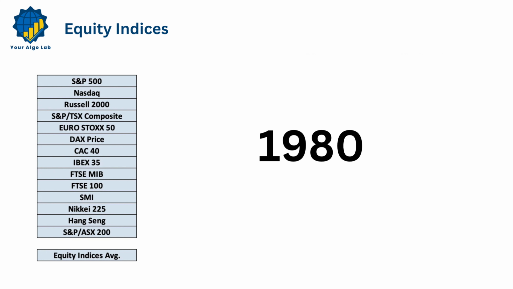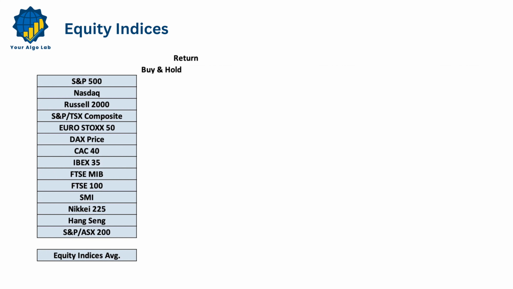We've collected data starting from 1980. For indices that began trading after this date, we've used the earliest available historical data. We've chosen price indices because reinvested dividends can distort the calculation of the long-term moving average. Let's set up our benchmark. Our benchmark will be a buy and hold strategy on equity price indices.